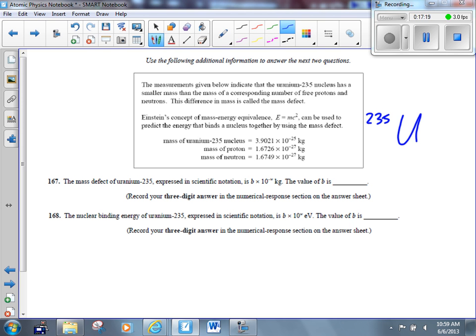How many protons does it have? We're not told that, right? Where do you find that from? Get it from your periodic table. So it's 92 times this, and then 235 minus 92 is 143 neutrons, so it's going to be 143 times this. What do we get when we multiply 92 times this, 143 times this, and add those 2 together? 3.18 or 3.87 times 10 to the something?